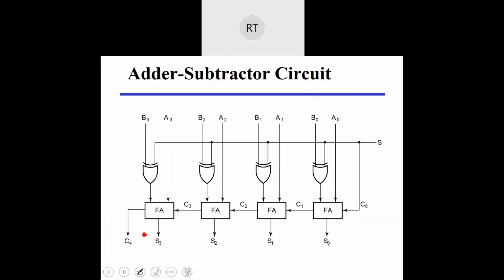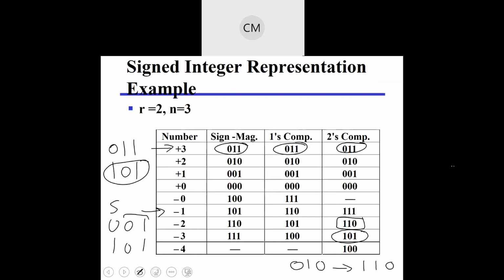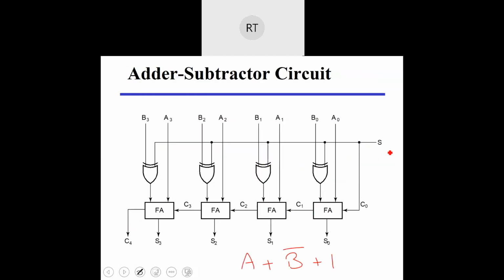I want you to tell me what will change in this figure when I am doing subtraction. So it is A plus B bar plus 1. Who can help me, please? B0 plus 1, B bar plus 1. Start with the S here. S will be 1. This will be 1 because I have a carry in of 1.